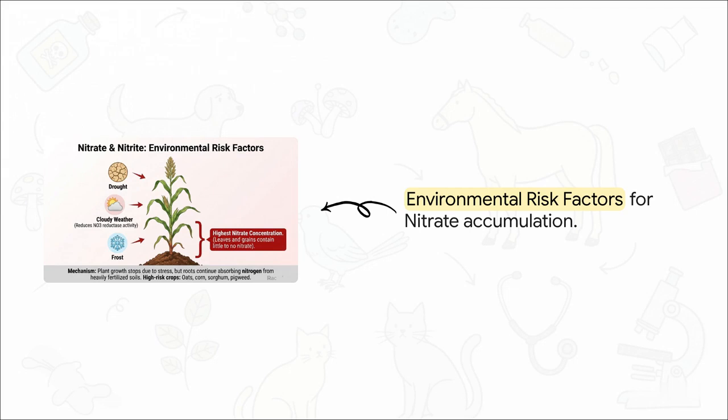The environmental risk factors for these are all about plant stress, things like drought, frost, or even just cloudy weather, which actually reduces nitrate reductase activity. The mechanism is pretty straightforward. Plant growth stops due to stress, but the roots keep right on pulling up nitrogen from heavily fertilized soils. And the highest nitrate concentrations gather in the lower stalks, while the leaves and grains actually contain little to none. High-risk crops you need to watch out for include oats, corn, sorghum, and pigweed.